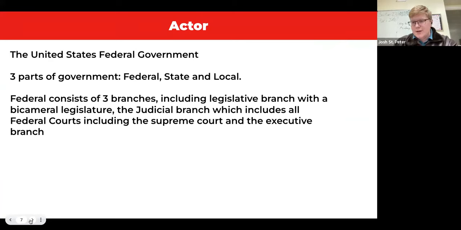To start off, a healthy little reminder that the actor is the United States federal government. There are 3 levels of government: the federal, state, and local levels. Your federal is going to be your national government, where it covers all precincts. There's the state, which is like your Georgia or North Carolina, and then local, which will be your cities and counties.